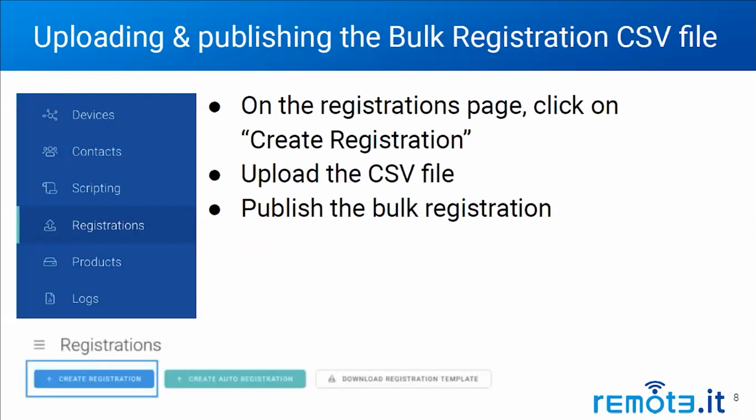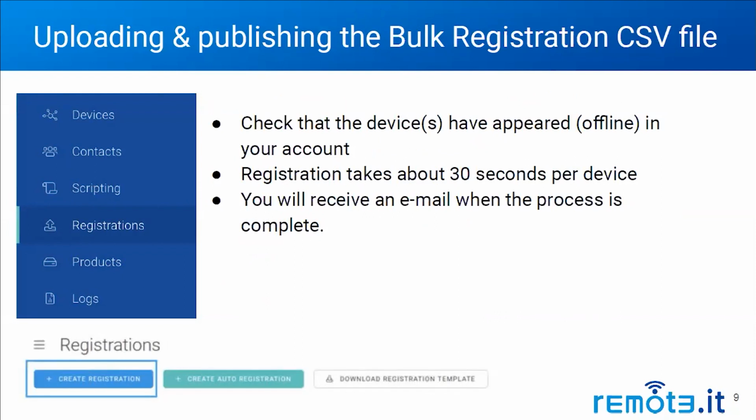When you upload and publish the bulk registration CSV file, you'll need to click on Create Registration, and this will show a dialog where you upload the file and enter some additional information, and then finally you publish the bulk registration. After you publish the bulk registration, each device takes about 30 seconds to appear in your account, and they will initially appear as offline. And when this process is completed, you'll receive an email that confirms that the registration process has completed.